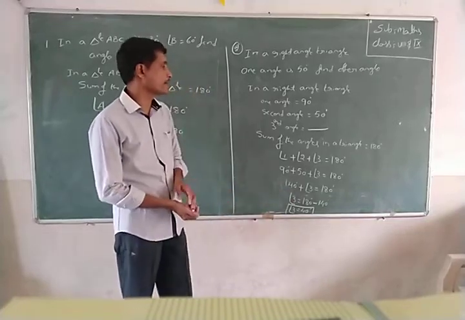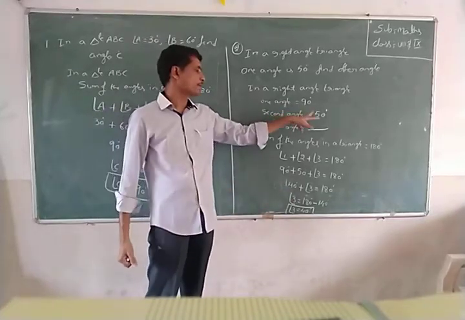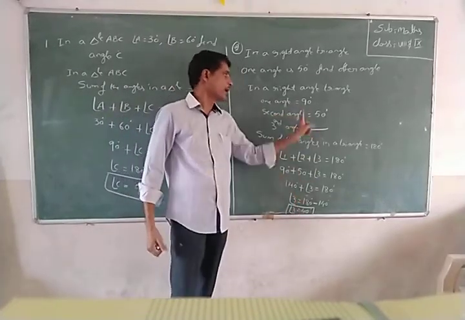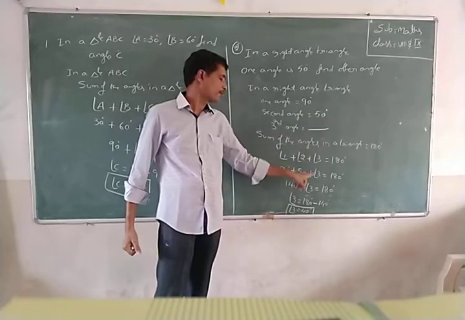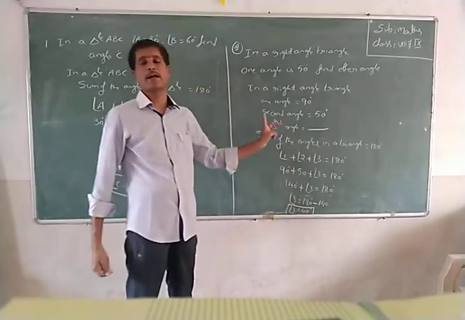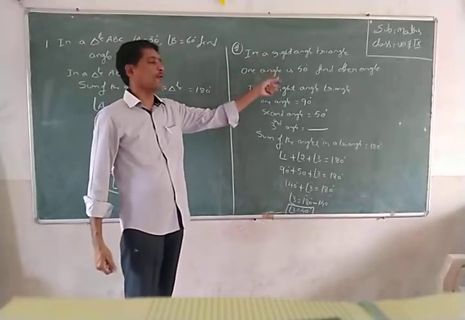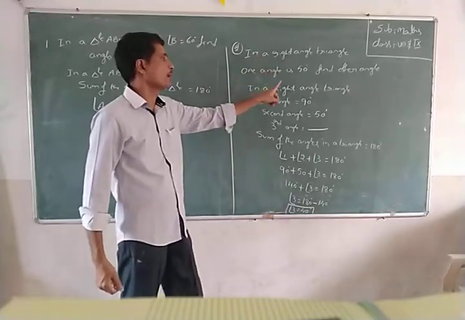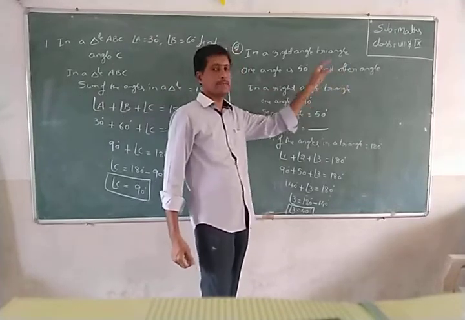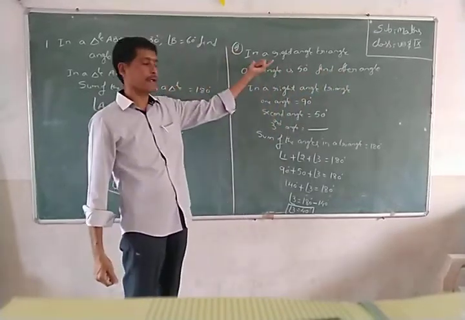Here also see the angles: 90 degrees, 50 degrees, 40 degrees. 90 plus 50 plus 40 equals 180. That is correct, otherwise it is wrong. Check. In a right angle triangle, one angle is 50 degrees. Find the other angle. Here the right angle is given indirectly.